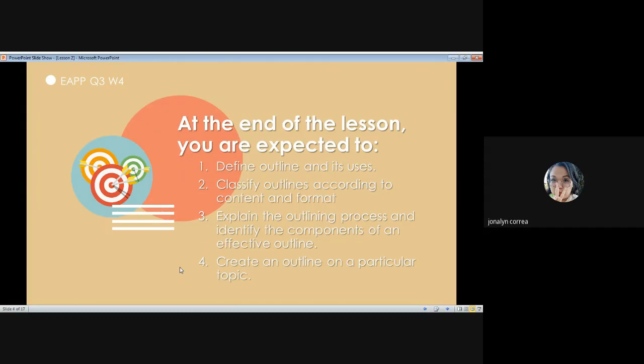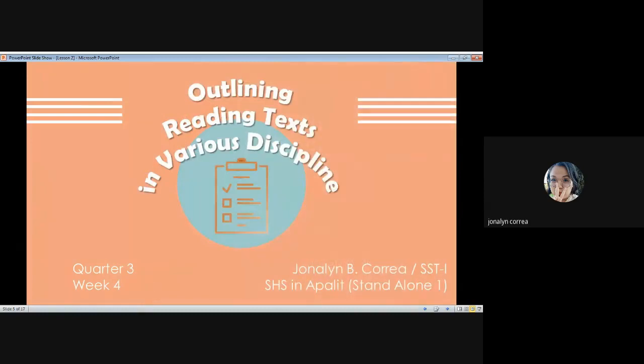So at the end of the lesson, you are expected to first define outline and its uses. Second, classify outlines according to the content and format. Third, explain the outlining process and identify the components of an effective outline. And lastly, create an outline on a particular topic.